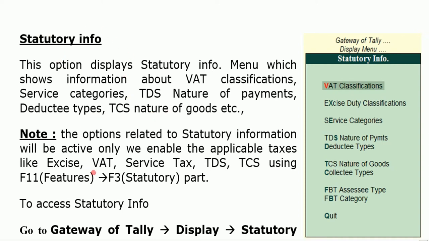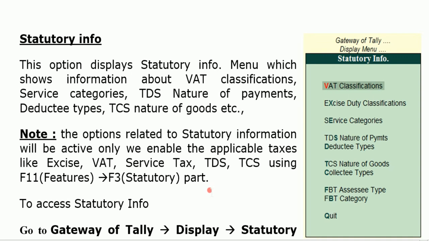The options related to statutory information will be active only if we enable the applicable taxes. Like if you enable VAT, it shows the VAT report. If you enable service tax excise, it will show the service tax excise report. TDS, TCS concept, then TDS, TCS. GST, then it will show the GST reports. And that we can activate by using F11, and in that F3, that is statutory part.